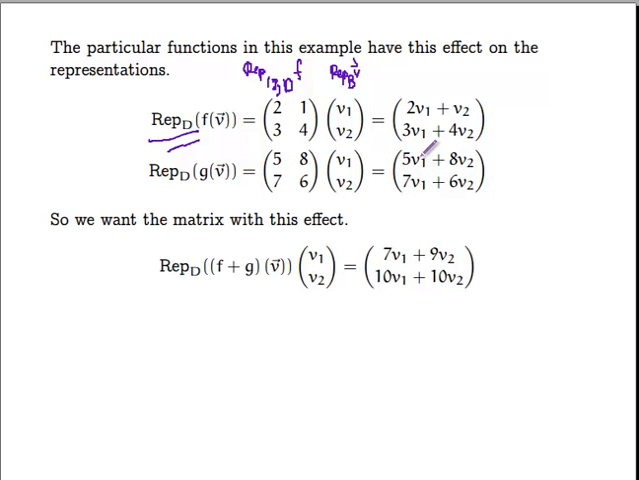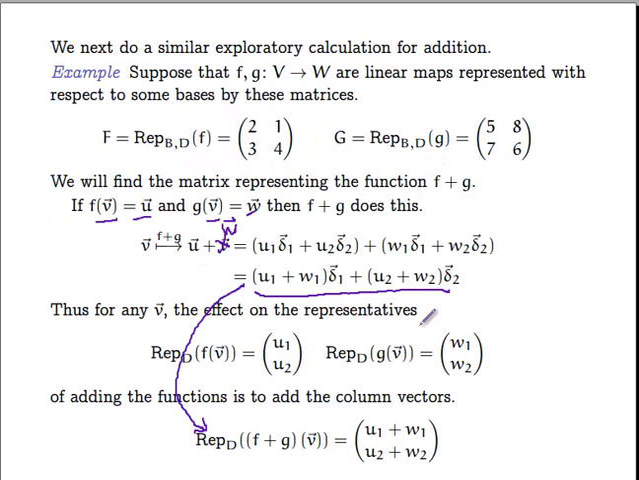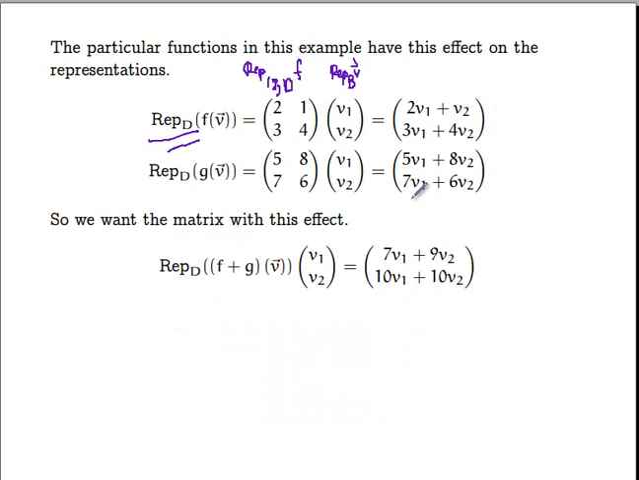And we saw on the previous page that if we take u plus v, we'll be just adding this vector to this vector. So we're going to get 7v1 plus 9v2 goes in the top. And from here, 10v1 plus 10v2. That's the representation of f plus g operating on v1, v2.